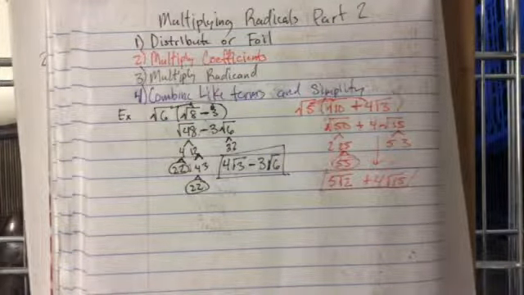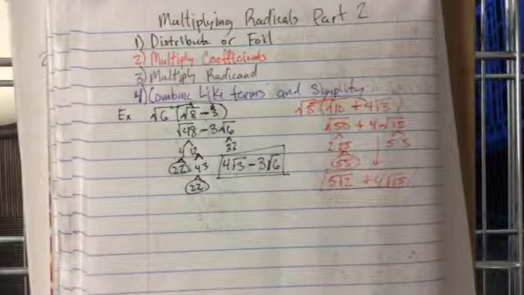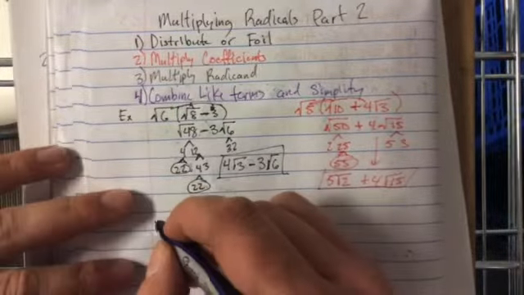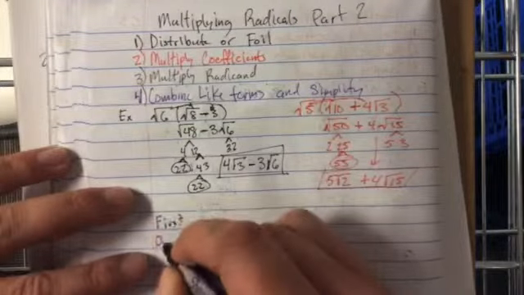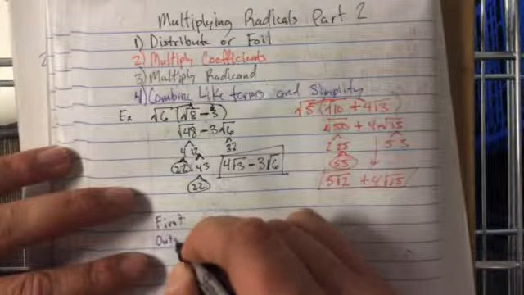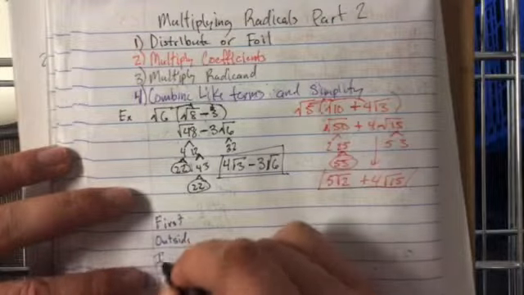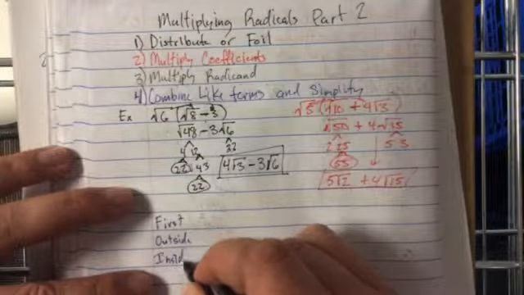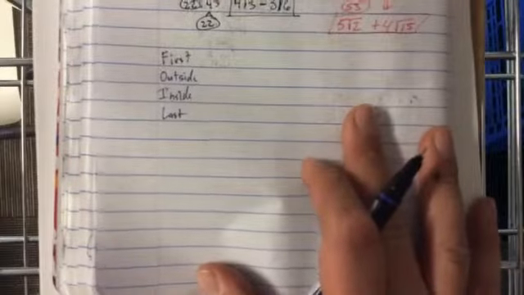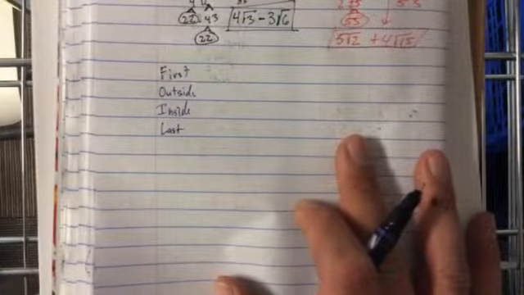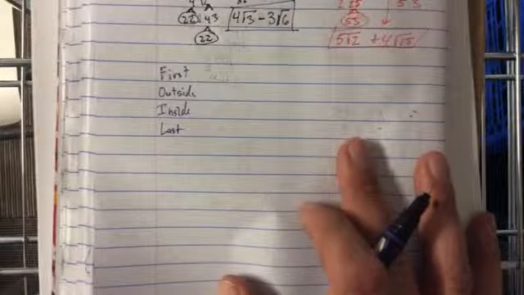Okay, so what does FOIL mean? What does the acronym FOIL stand for? First, outside, inside, last. We're going to use FOILing with multiplying radicals.